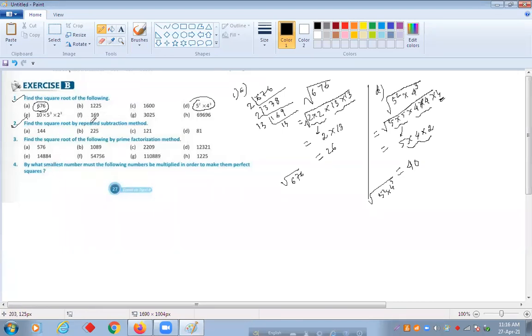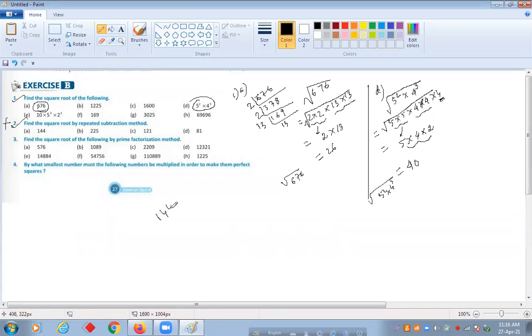Find the square root by the repeated subtraction method. You need not do repeated subtraction; that is only for your understanding, they told. That means, by the repeated subtraction method, we can find the square root.